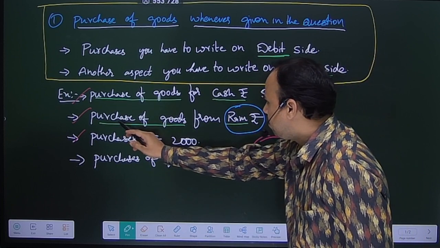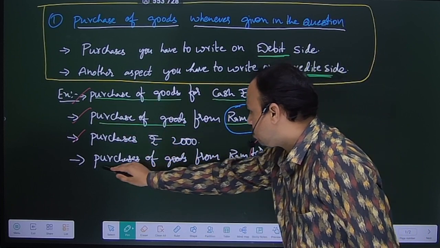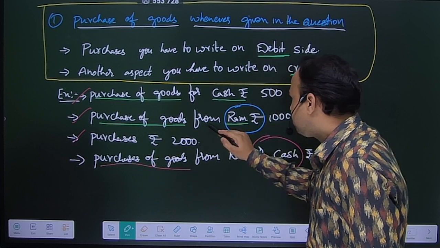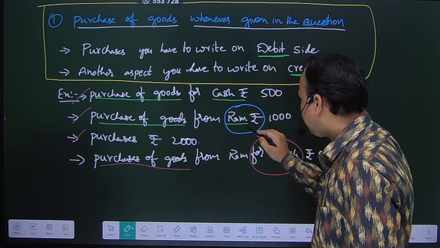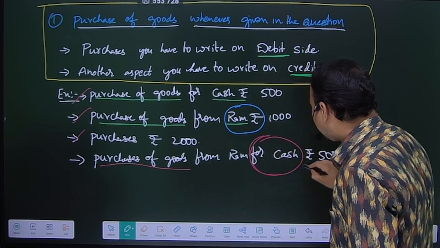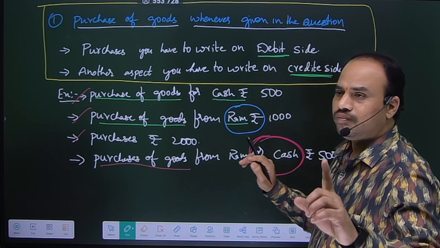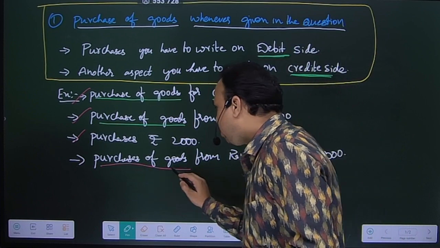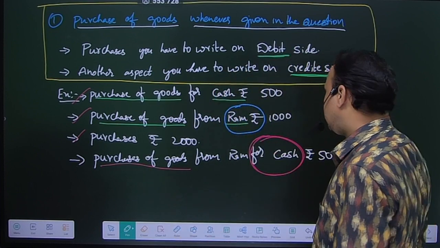In the second one, purchase of goods is given, here also purchase of goods is given. Here Ram is given, here also Ram is given, but here what is given? That is important. Cash is given. So first thing, whenever purchase of goods is given, we have to write purchase on the debit side.